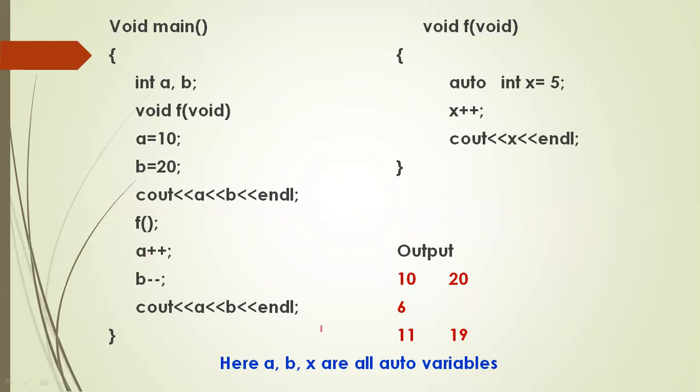So in this example, we can learn that the variables a and b declared inside the main function are local variables for the main function. Similarly, the variable x declared inside the function f will be a local variable for f. x cannot be used by the main function and a and b cannot be used by the f function. In the main function, I have not mentioned the storage class for a and b, still they are considered as automatic. Whereas for x, explicitly I have mentioned the storage class with the keyword auto. So x is also an automatic variable.